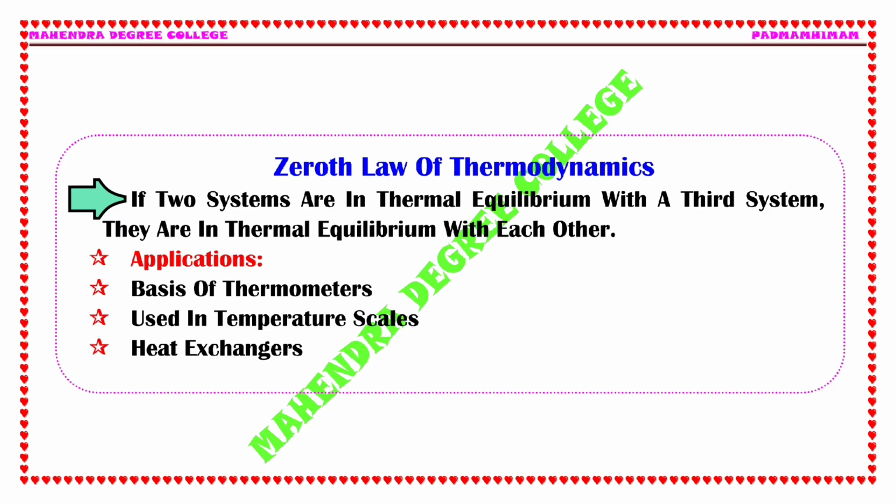Thermal equilibrium means same temperature. Two systems are in thermal equilibrium if there is no net heat flow between them. This happens when they are at the same temperature. The third system means reference.